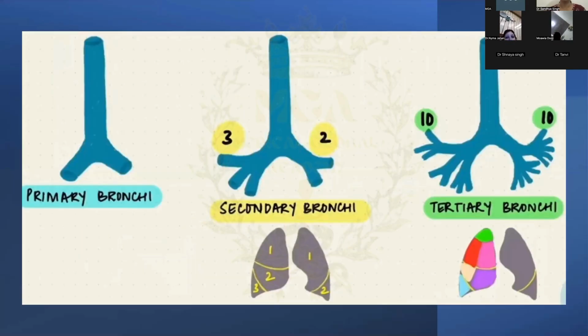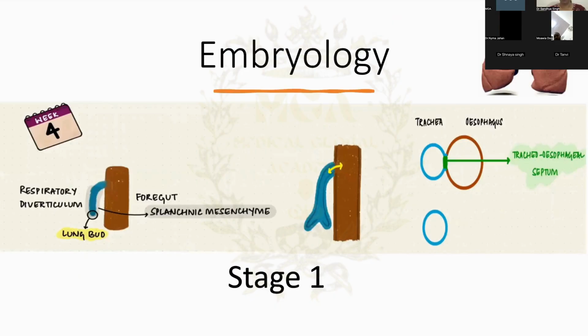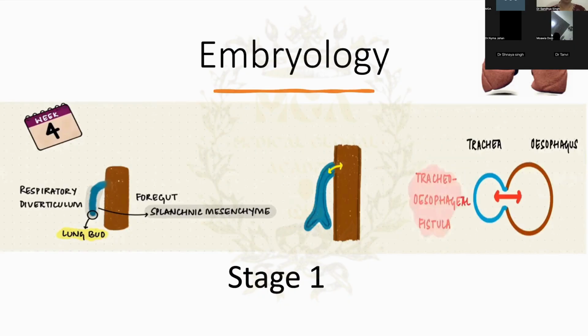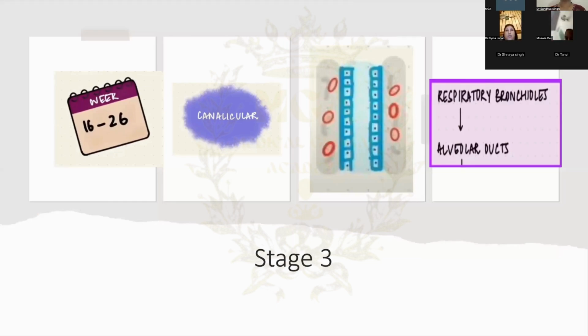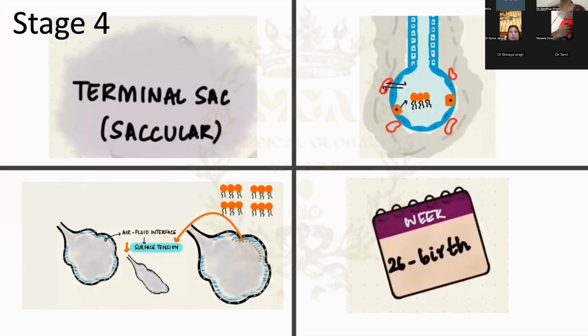Stage 1 is the embryonic stage, which is seen between week 4 to week 6. From week 6, we enter the second stage, which is the pseudoglandular stage. From 16 to 26 weeks, we have the canalicular stage, where it looks like a canal, where alveolar duct is seen. From 26 weeks, the alveolar sac is formed. Therefore, this stage is known as saccular stage.